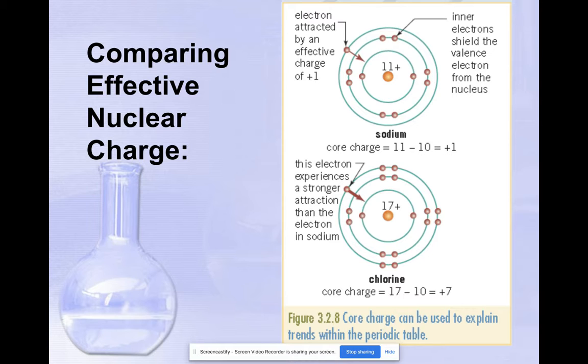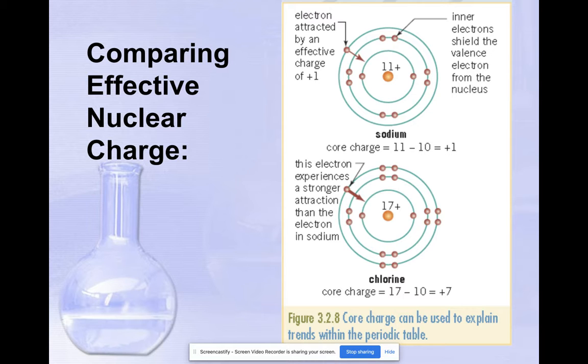If you take a look at what the nuclear charge is and subtract from that the number of inner core electrons, you'll end up with the core charge, which is essentially the effect of nuclear charge. It's just a way to quantify it. So for sodium, that would be 11 minus 10, which is a charge of +1. And for chlorine, that would result in a charge of +7. So that essentially is the effective charge that the valence electrons feel, the strength of the pull that they feel.